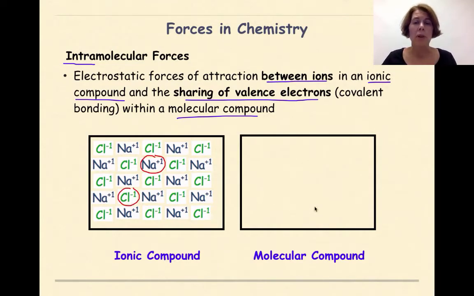Now we compare this to a molecular compound, where we might have hydrogen with its 1 valence electron and fluorine with its 7 valence electrons. What we see here is this sharing of valence electrons to form a covalent bond. So fluorine has its full octet, hydrogen has its 2 valence electrons, therefore having its full octet and being stable. These are sharing electrons, while these have a positive-negative force of attraction holding them together. These are known as intramolecular forces.